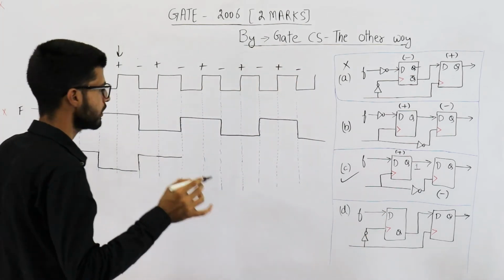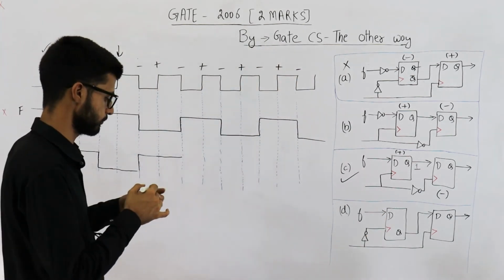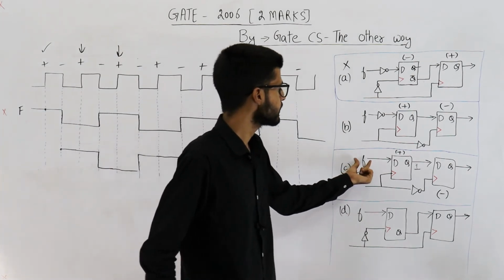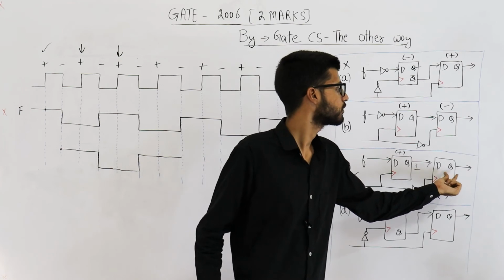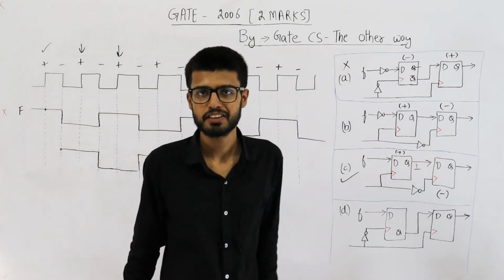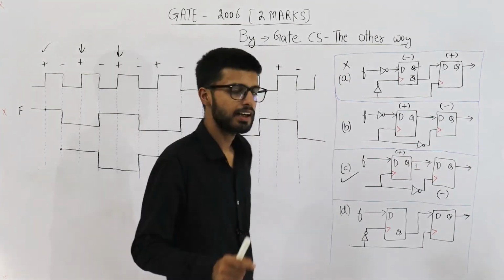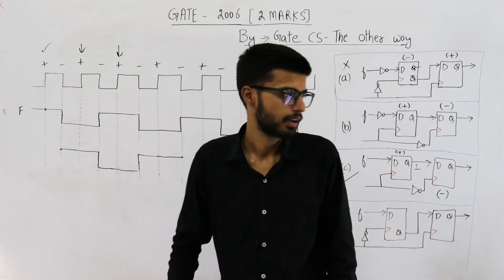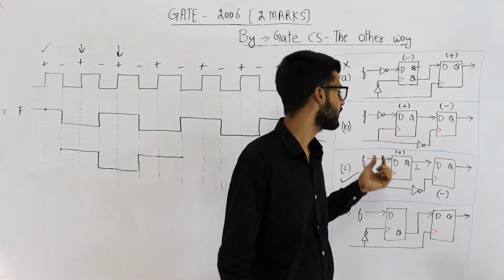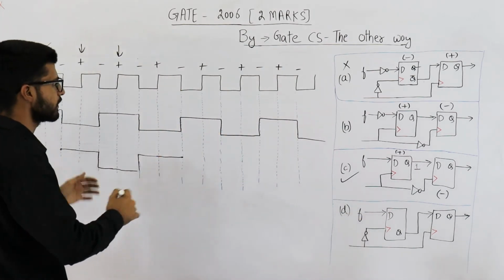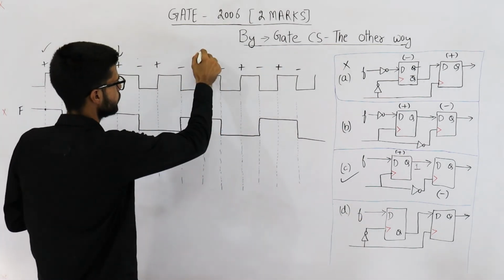Now I'd like to discuss a point about this option C. See, this f takes one positive and one negative edge to reach here. That is phase shift by 180 degree. So let me just show you from this diagram. See, upon positive edge, this flip-flop is going to copy f. So take any positive edge. Let us suppose this one.